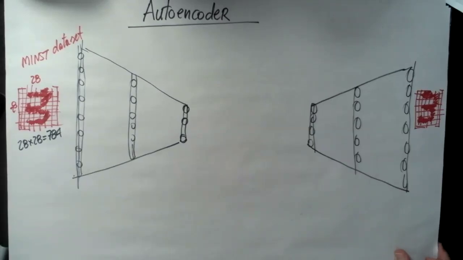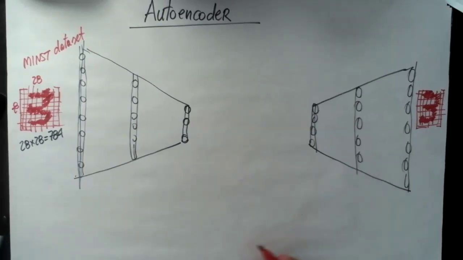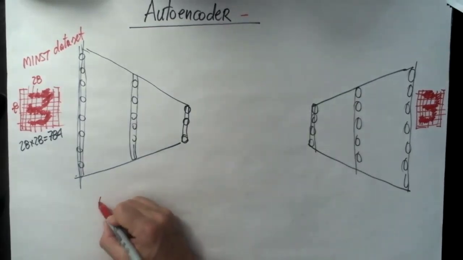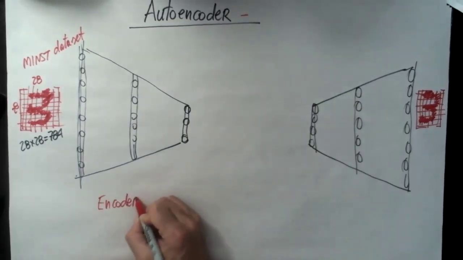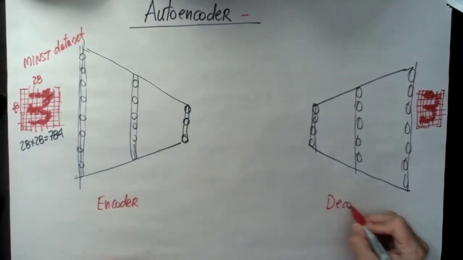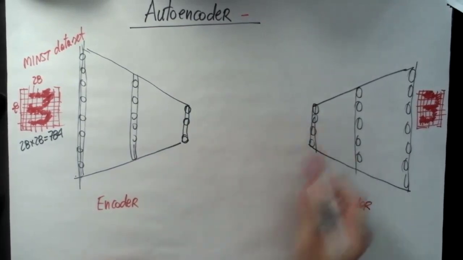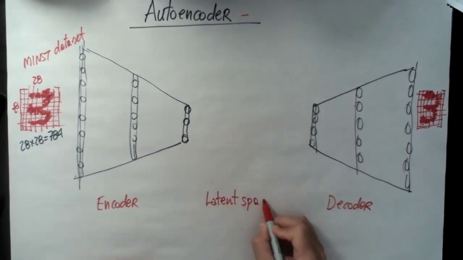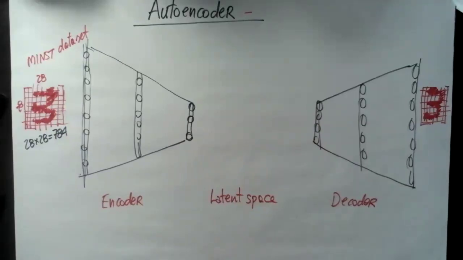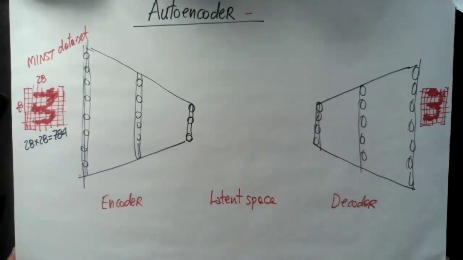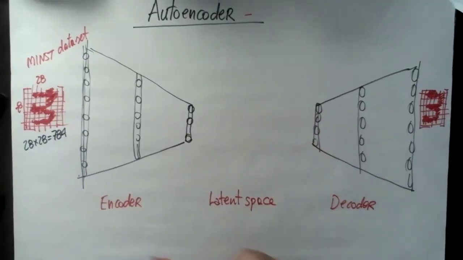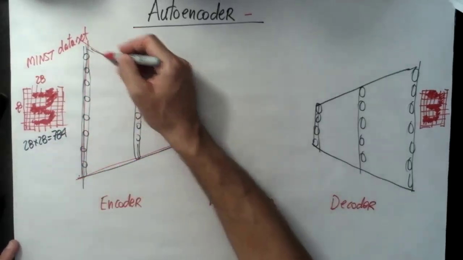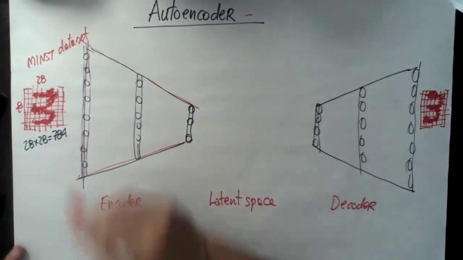Okay, so now I want to introduce the concept of autoencoder, which consists of an encoder, a decoder, and in the middle here we have our latent space. And as an example, now let's assume that here we have a neural network, a deep neural network.